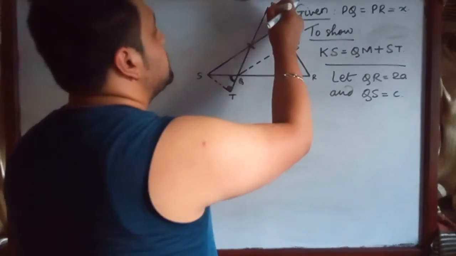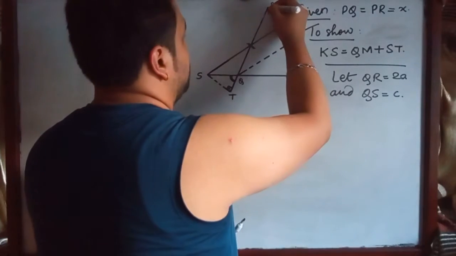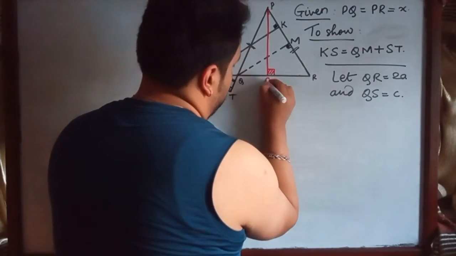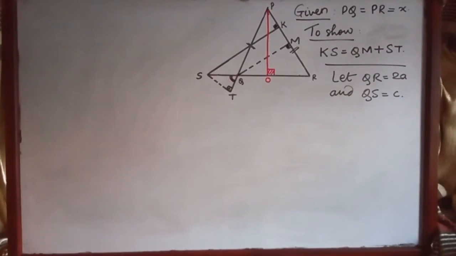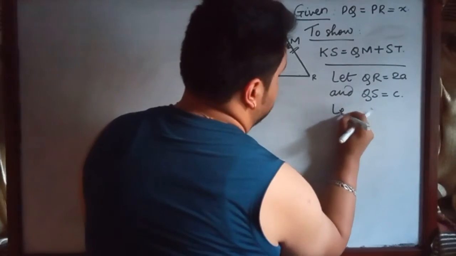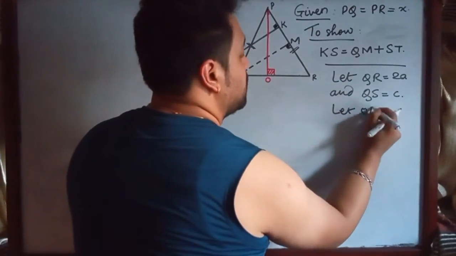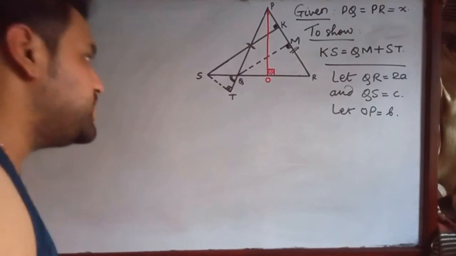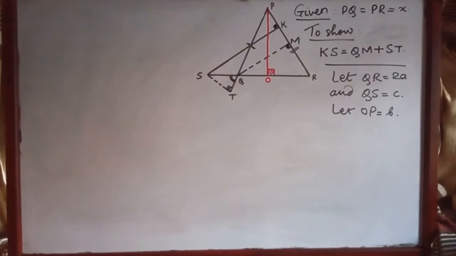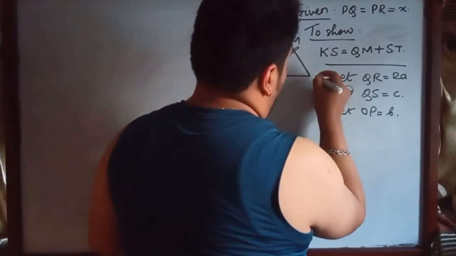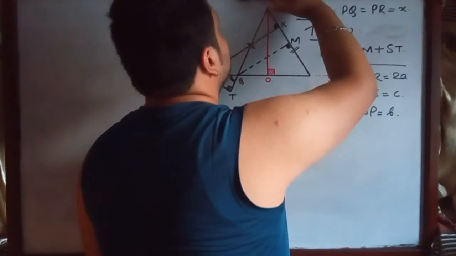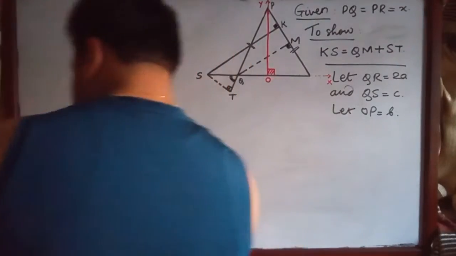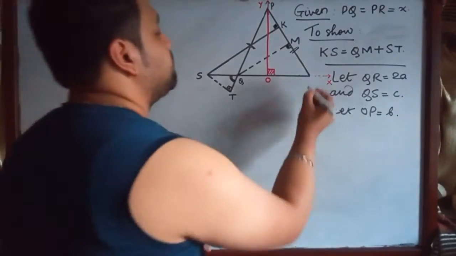Now what we do is we drop a perpendicular like this, PO perpendicular to OR, and we also let OP be equal to B. Now we take O as the origin, positive x-axis along OR and positive y-axis along OP, like this.